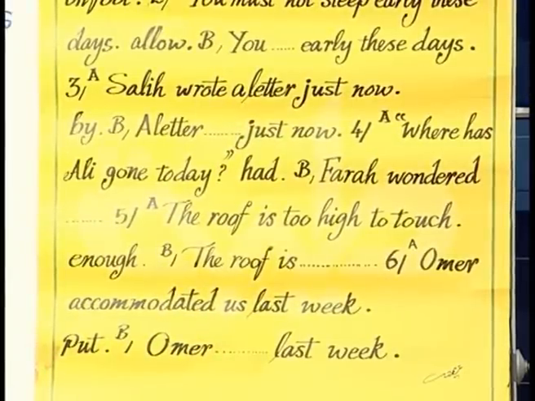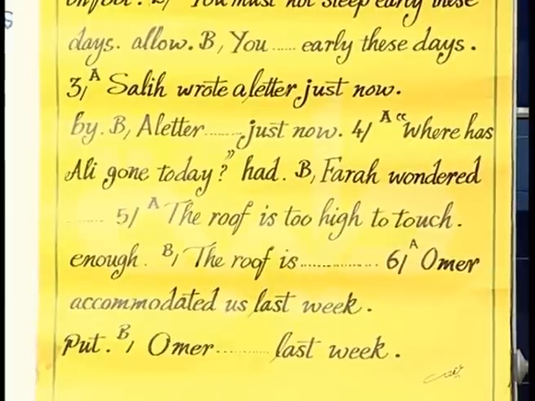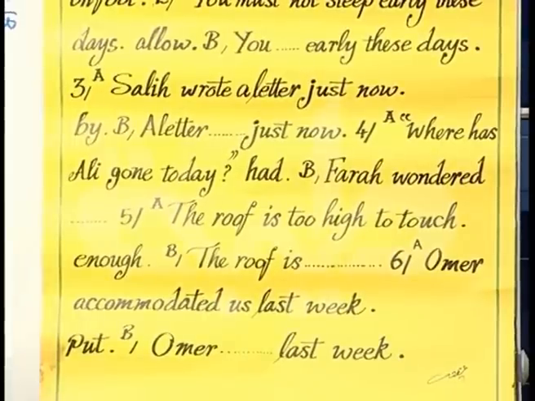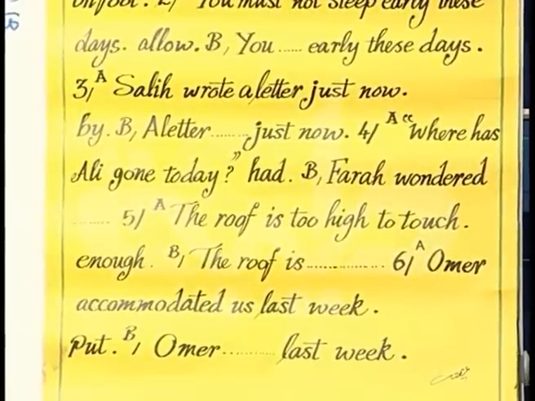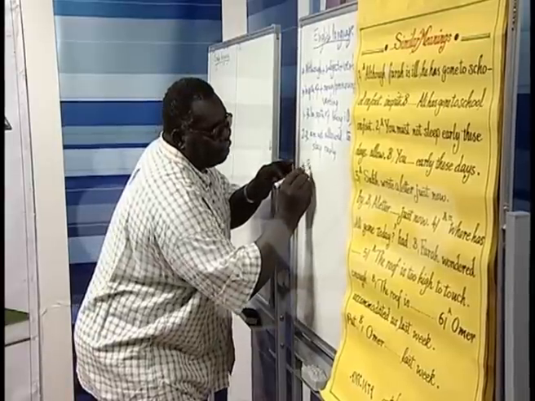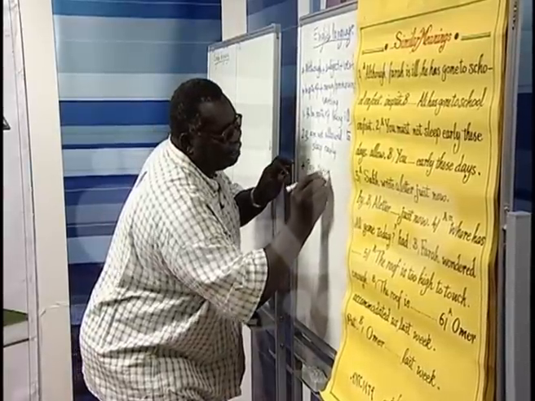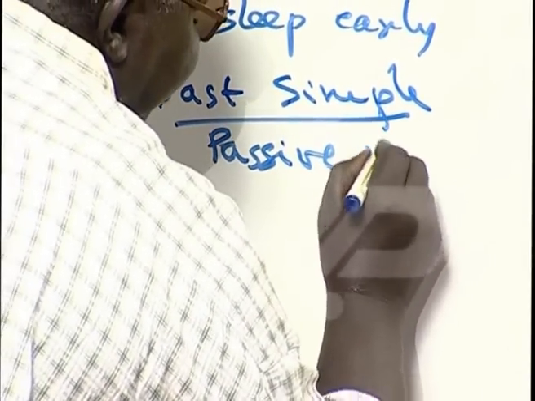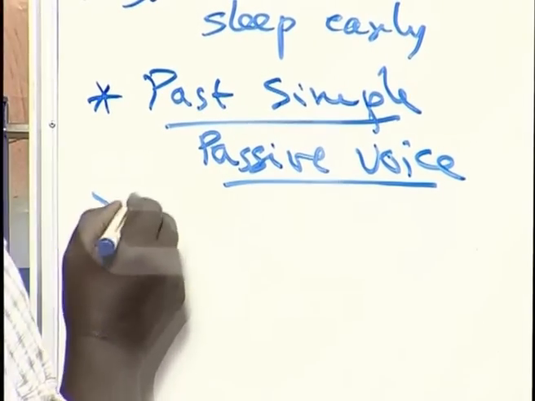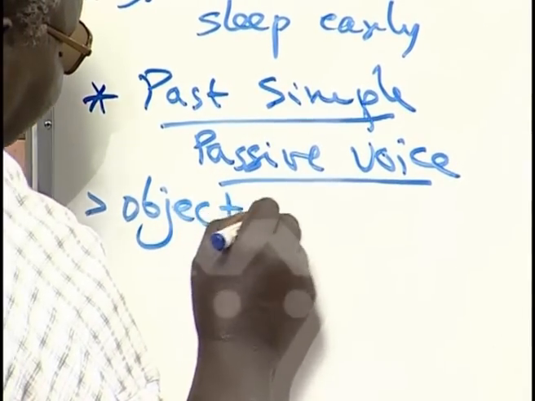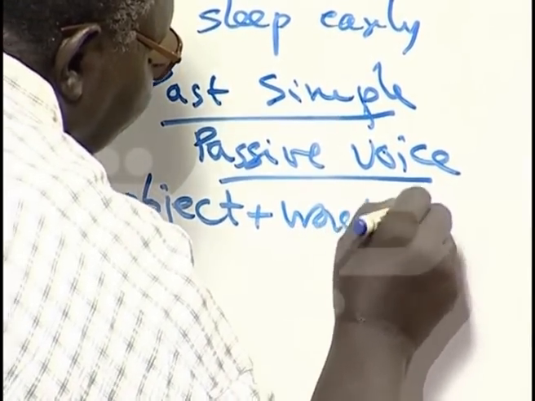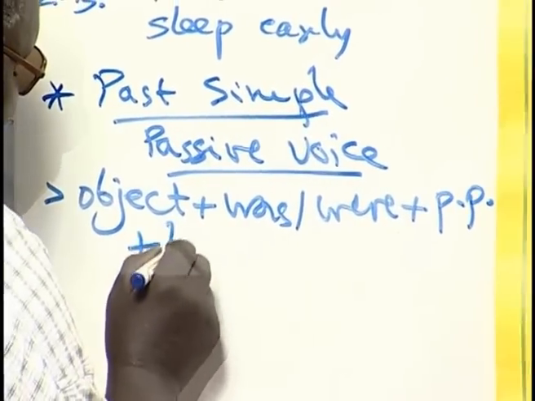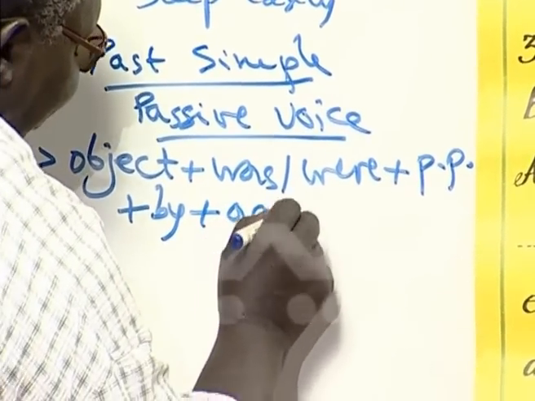You remember the rule. I discussed with you the rule of the past simple tense in the passive voice. Here we have a letter, of course. Letter is singular, مفرد. Let me write the rule here so that I can remind you. Past simple in the passive voice, the rule is very simple. Let me write it so that you can remember it. Here, the object, مفعول به, and then the helping verb was or were plus past participle, PP, plus by, this is the preposition, and then the agent. By the agent we mean the subject.